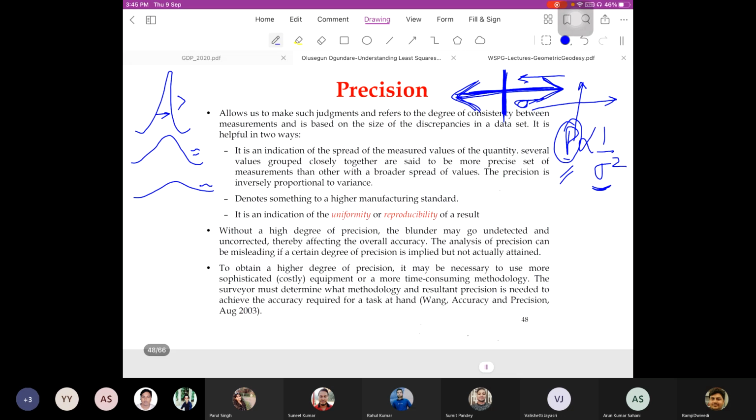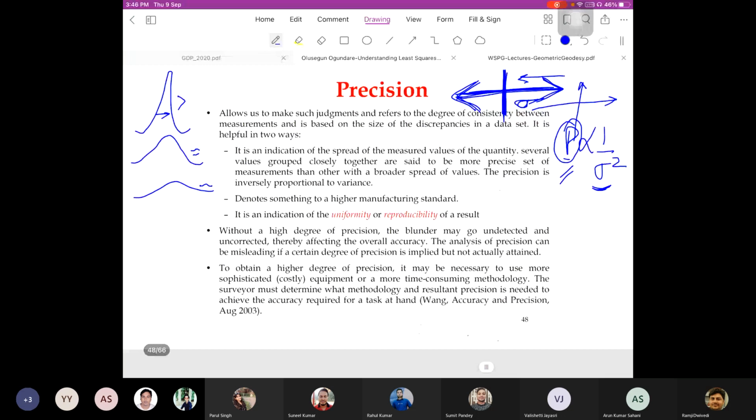Precision denotes a higher manufacturing standard. It is an indication of uniformity or reproducibility of the result, if you are capable enough of reproducing your measurements. Without a high degree of precision, the blunder may go undetected and uncorrected. Why? Because if your data set already has a large sigma value, how would an outlier be detected? You would consider this outlier as a part of your measurement, isn't it? It is highly likely that if you do not have precision in your measurements, you would choose one of the measurements that has higher sigma as part of your observation, and you would have garbage in your data set.